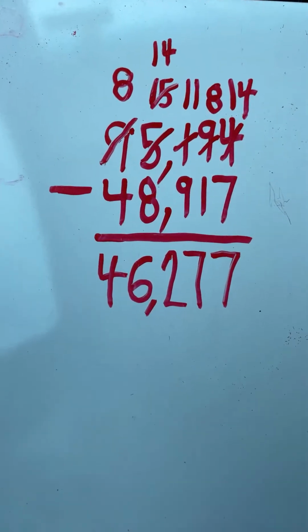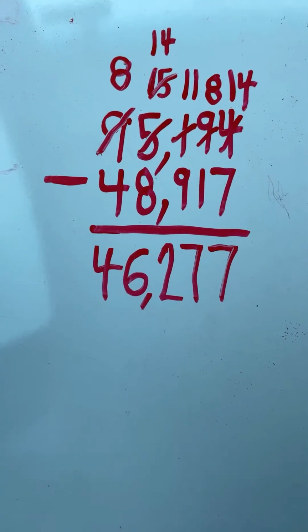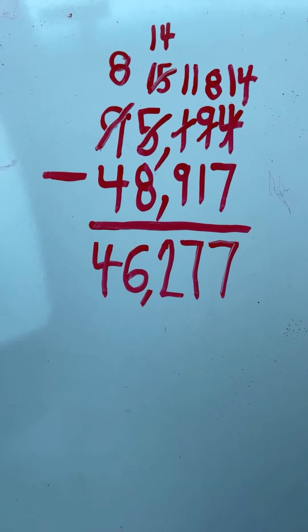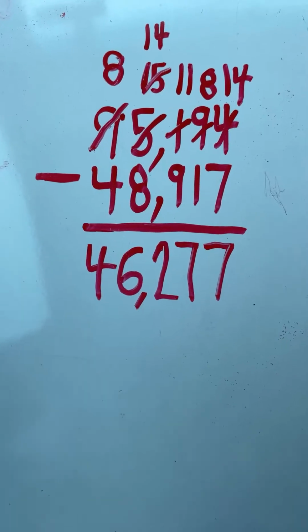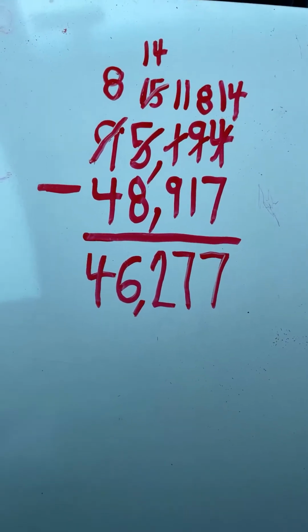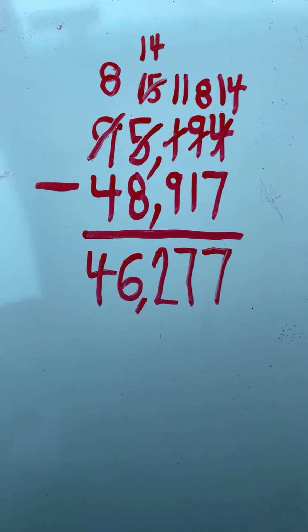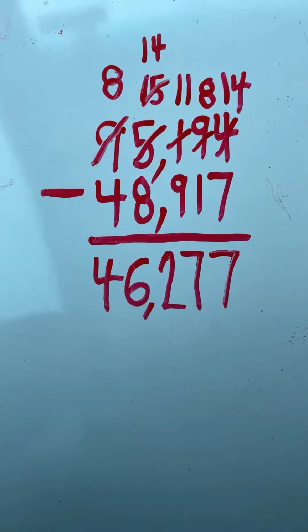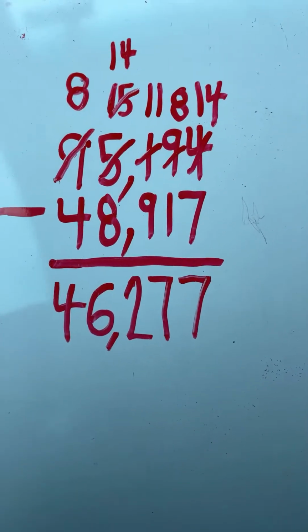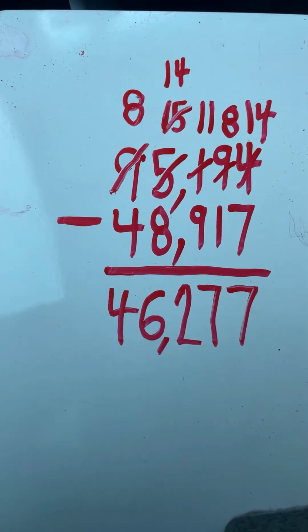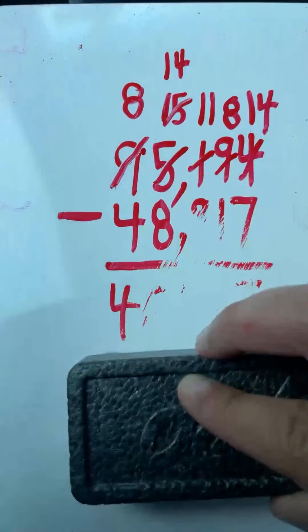And we have our final answer. 95,194 minus 48,917 equals 46,277. All right, moving on to the next example problem.